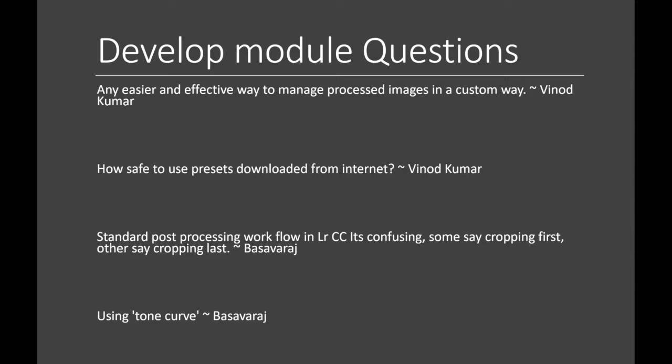Now I'm going to go a little faster because there won't be any more demonstrations. These questions can be easily answered because they are more question and answer. Is there any easier and effective way to manage processed images in a custom way? Unfortunately, there is no shortcut if you want good quality. So there is no easier way. You have to go through the basic panel, the tone curve, the sharpening and the noise reduction. Then if you want a localized setting, you have to go through the brushes. Now, how safe is it to use presets downloaded from the internet?